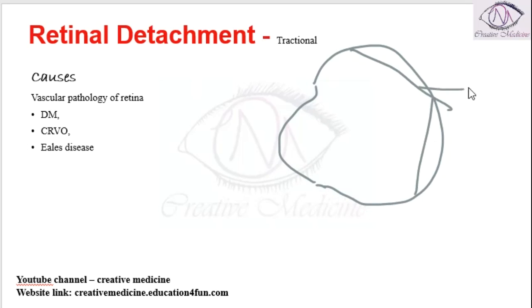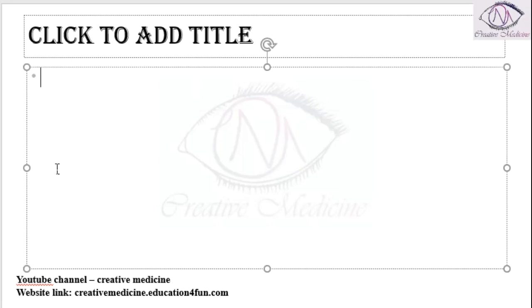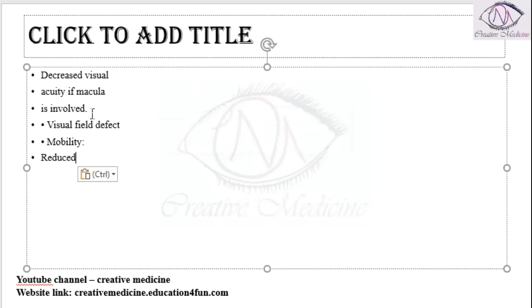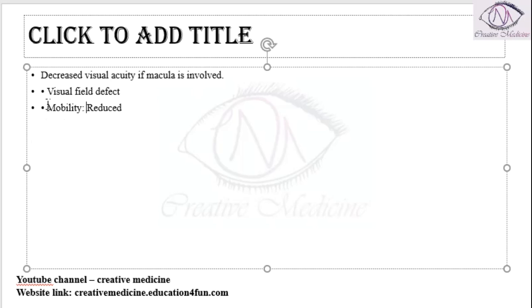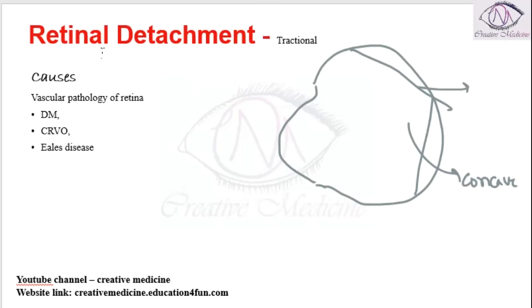Because of this pulling up of the retina, a concave arrangement is seen in tractional retinal detachment. In tractional retinal detachment, the patient will present with decreased visual acuity, especially if the macula is involved, or else visual field defects are seen, with decreased mobility of the retina. Treatment is to remove the traction, so it is better to do vitreous surgery. Vitreoretinal surgery is done, or pars plana vitrectomy can be done in a patient with tractional retinal detachment.